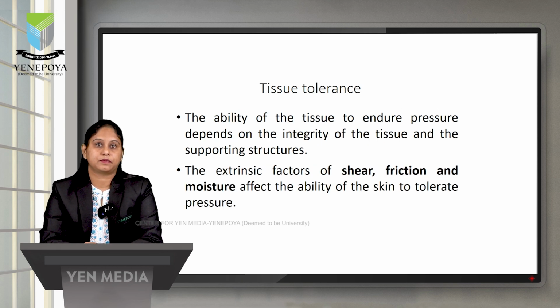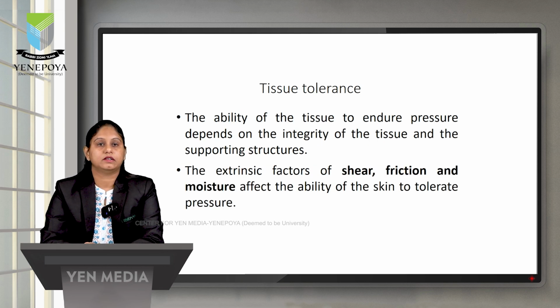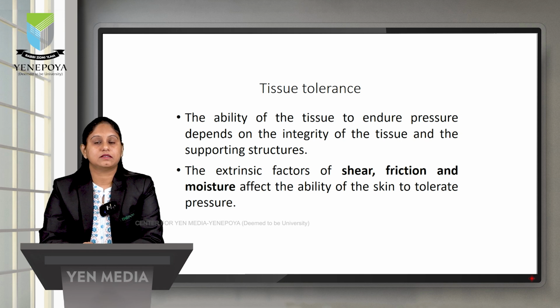Tissue tolerance. So, what is tolerance? It is the ability of the tissue to endure pressure, which may depend on the integrity of the tissue and the supporting structures. There are different factors which are responsible for tissue tolerance. External factors such as shear, friction and excessive moisture can affect the ability of the skin to tolerate pressure.